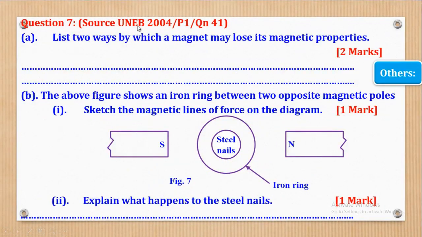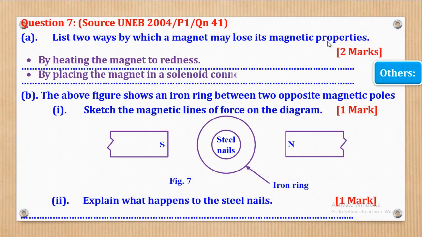Question 7 came from UNEB 2004 paper 1 question 41, and part A says list 2 ways by which a magnet may lose its magnetic properties. One of the ways is by heating the magnet to redness. Another one is by placing the magnet in a solenoid connected to an AC. Remember, when it's connected to an AC, the current is bidirectional, it goes to and fro. Therefore it will be magnetized and demagnetized at the same time, making it lose its magnetic properties.